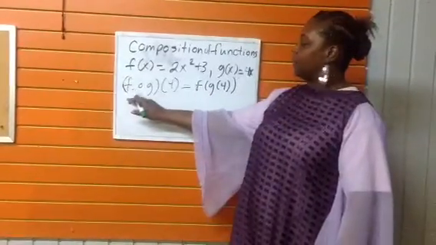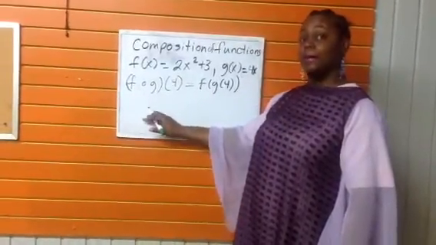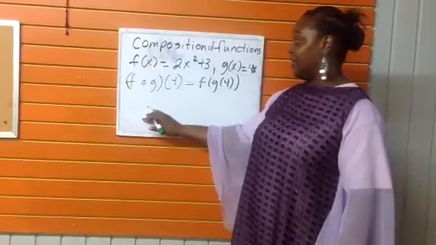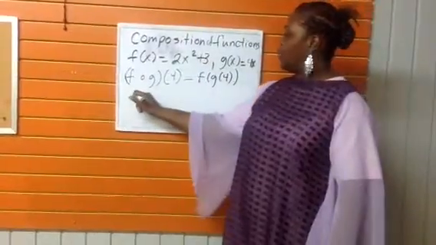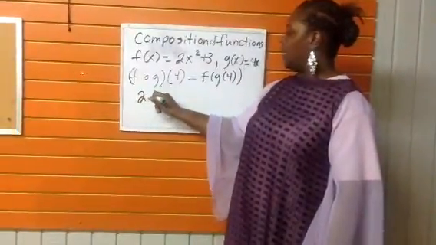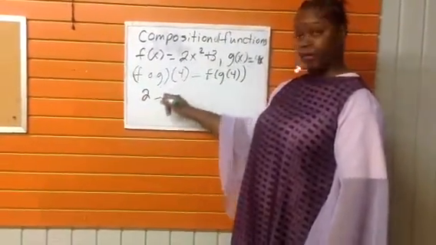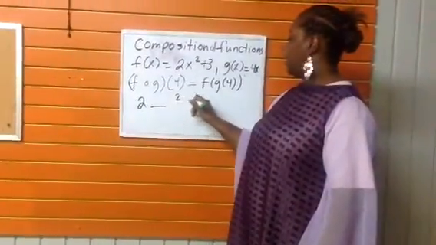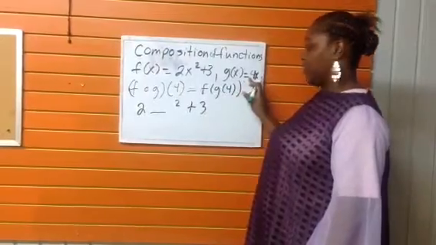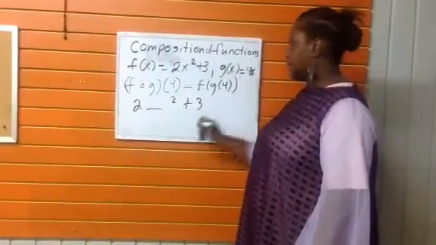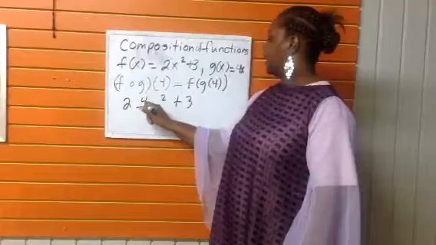Here we're going to be able to plug in f, and then we're going to minus the x wherever the f is at, and we're going to plug in g. So if we have f being 2 blank, supposed to be x, squared, plus 3, where the x is at, we're going to plug in g of x, which happens to be 4x. So we're going to plug in 4x.